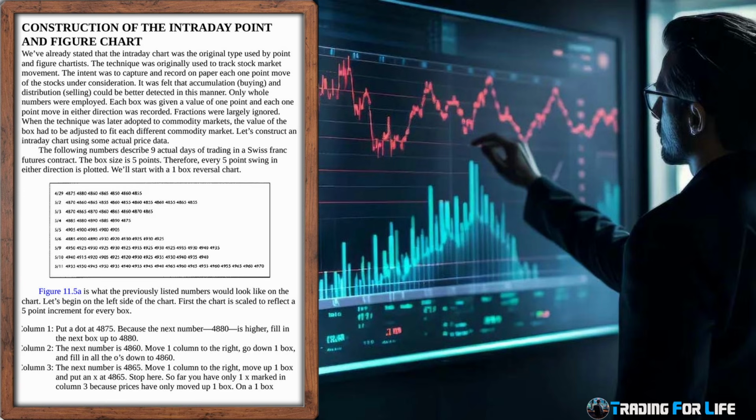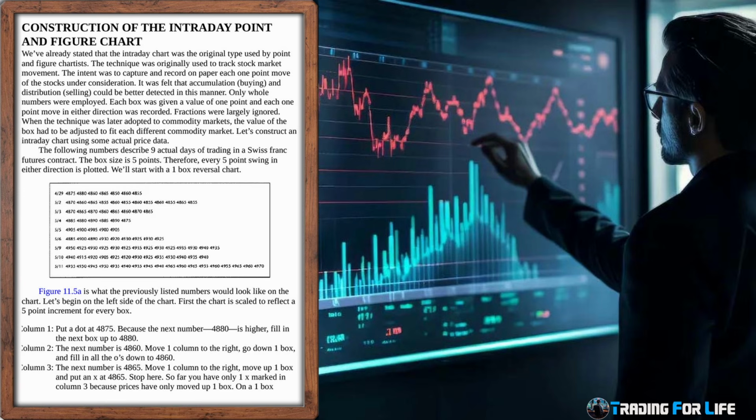Only whole numbers were employed. Each box was given a value of 1 point, and each 1-point move in either direction was recorded. Fractions were largely ignored. When the technique was later adopted to commodity markets, the value of the box had to be adjusted to fit each different commodity market. Let's construct an intraday chart using some actual price data.